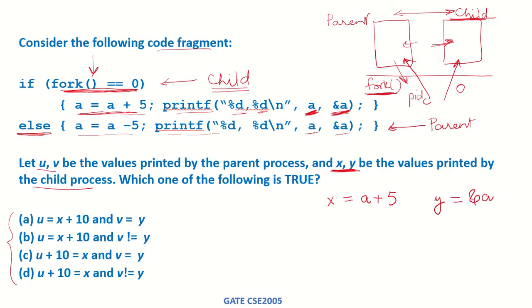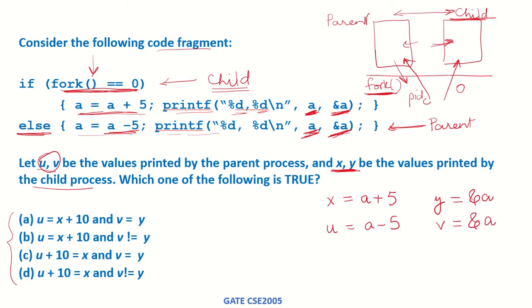Now let's talk about the parent environment. The values printed by the parent process are u and v. And here again a is printed as u. In the parent environment, the value of a is a minus 5. And again v, which is being printed by the parent process, this second value is the address of a again.